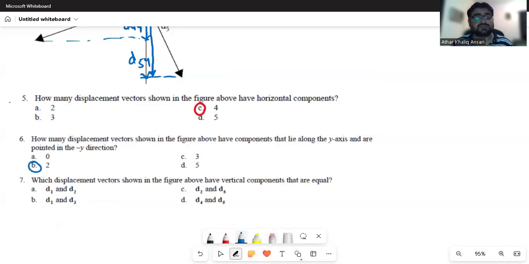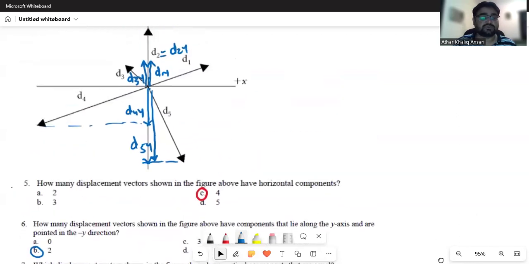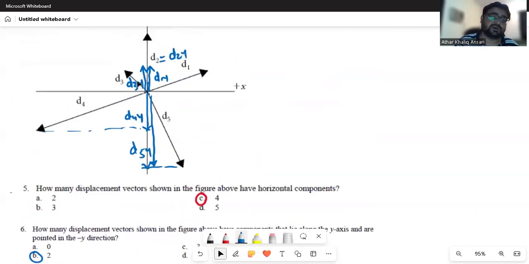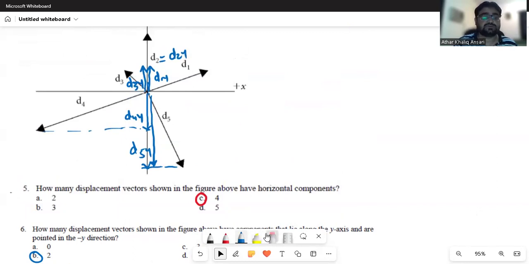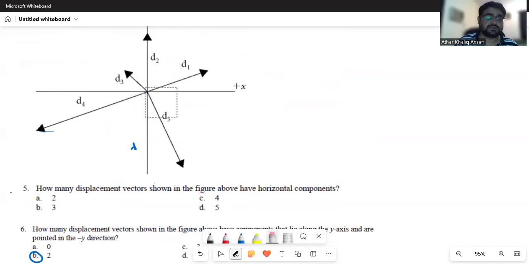The last one, which displacement vector shows vertical components are equal? If you look at the diagram which I tried to show the components, you can see D1y and D3y are equal in value. If you are not understanding, you can just see here. I will redraw this all. Let me erase this one.